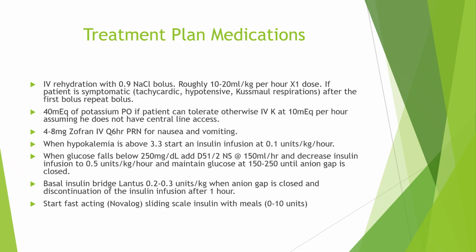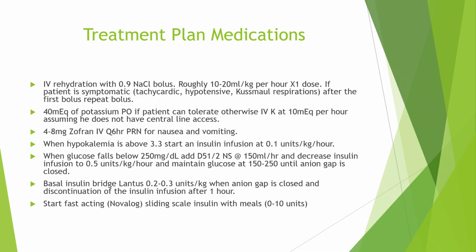This patient has a potassium of 3.1. If he's able to tolerate PO potassium, we would want to go ahead and give him 40. If the patient is not able to tolerate potassium, we would want to start IV potassium at 10 milliequivalents per hour, assuming he does not have a central line. Now, obviously, if he has a central line, we can go at 20, but for the purposes of this patient, we're going to go at 10.